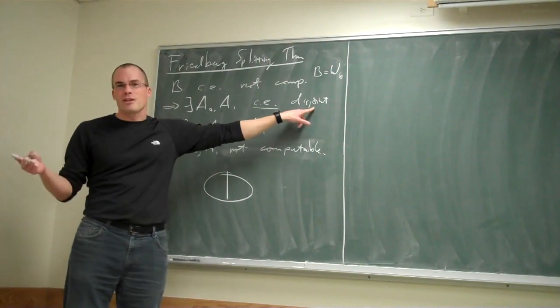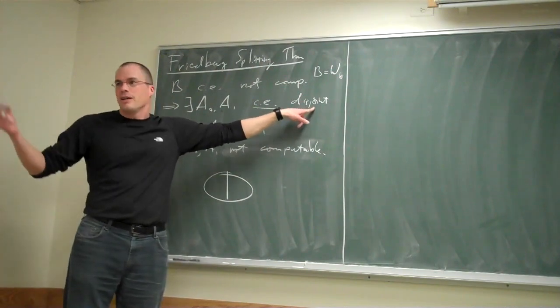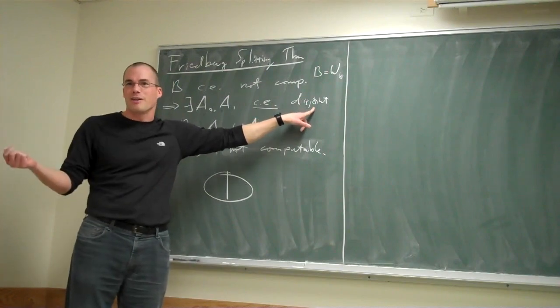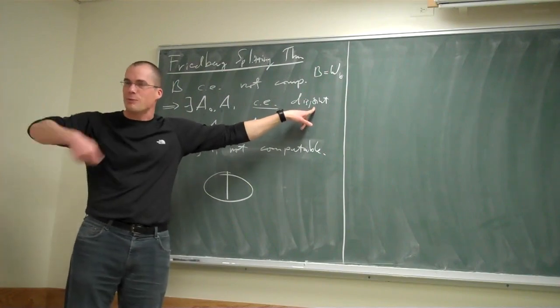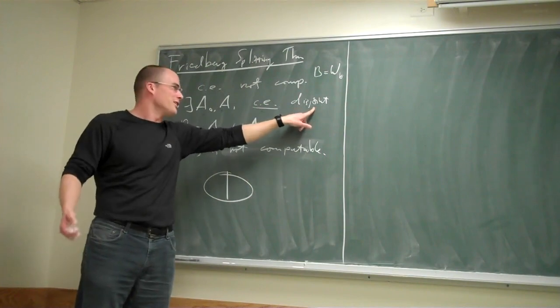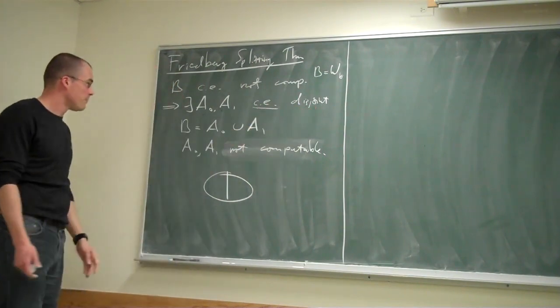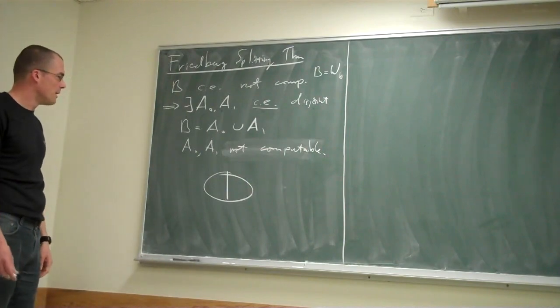The strategy for the disjointness: just don't be stupid and enumerate something in both A0 and A1. Right? You were there while you were enumerating. Yeah, make sure you don't enumerate into both of them, and it works out.